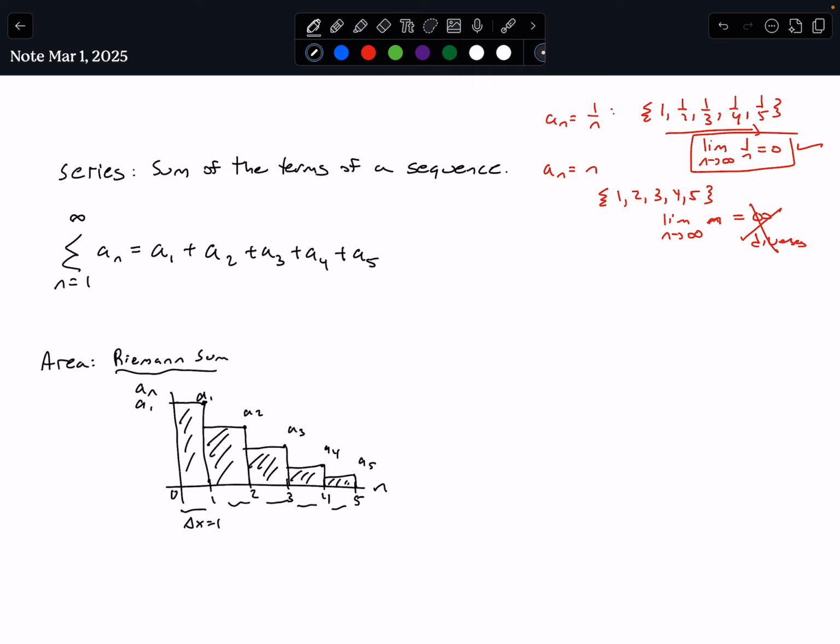Now, if you notice, this is a definition of a series that you did last year in pre-cal. So we haven't changed anything. Looking at the area using a Riemann sum just generates our series like you did last year in pre-cal.